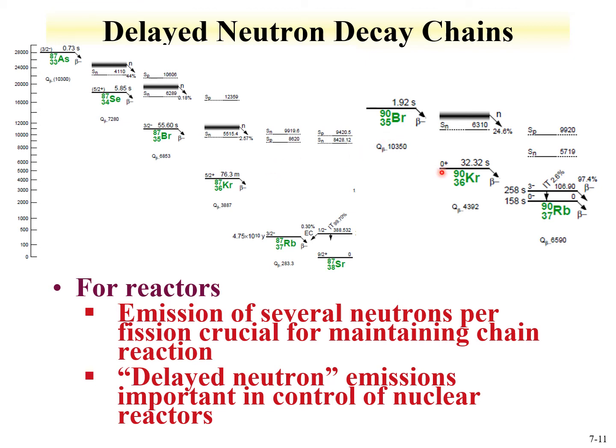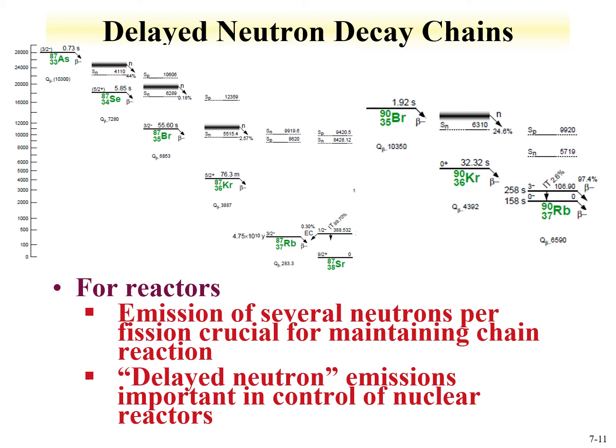Bromine 90, krypton 90, same thing. So the key, if you were to look at data from the table of the isotopes, is this dark bar with the N that indicates neutron emission. And again, one of the trends is that the neutron separation energy for this case is generally on the order of 5 MeV, and the Q value is obviously greater than that value.